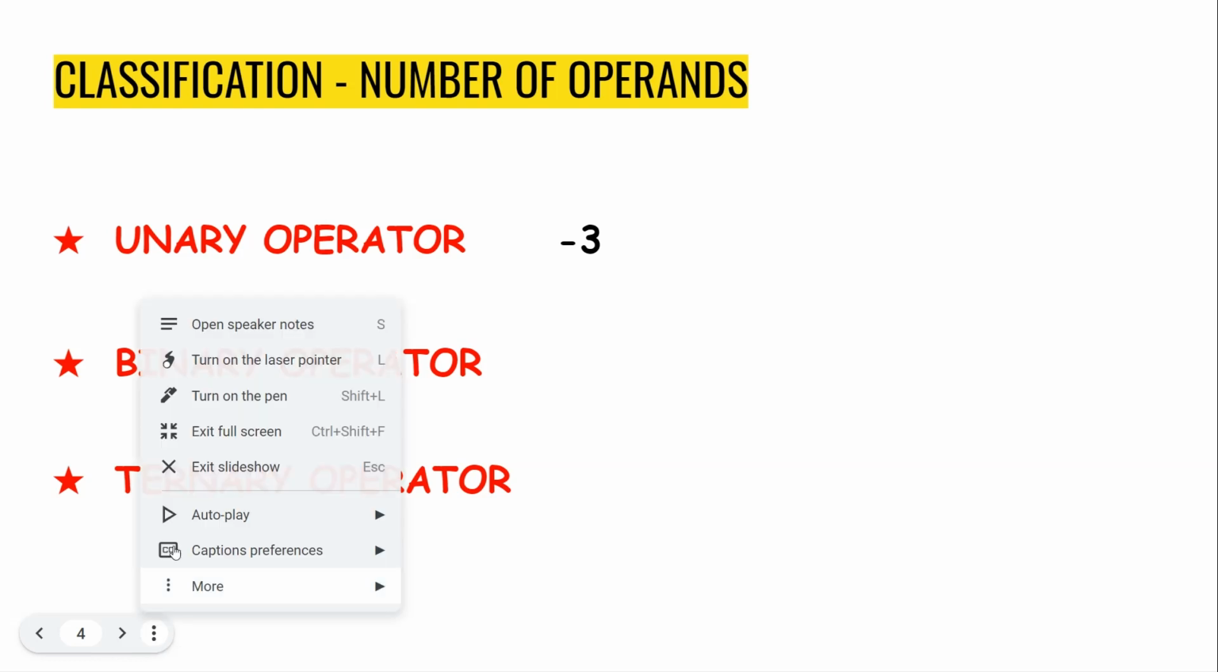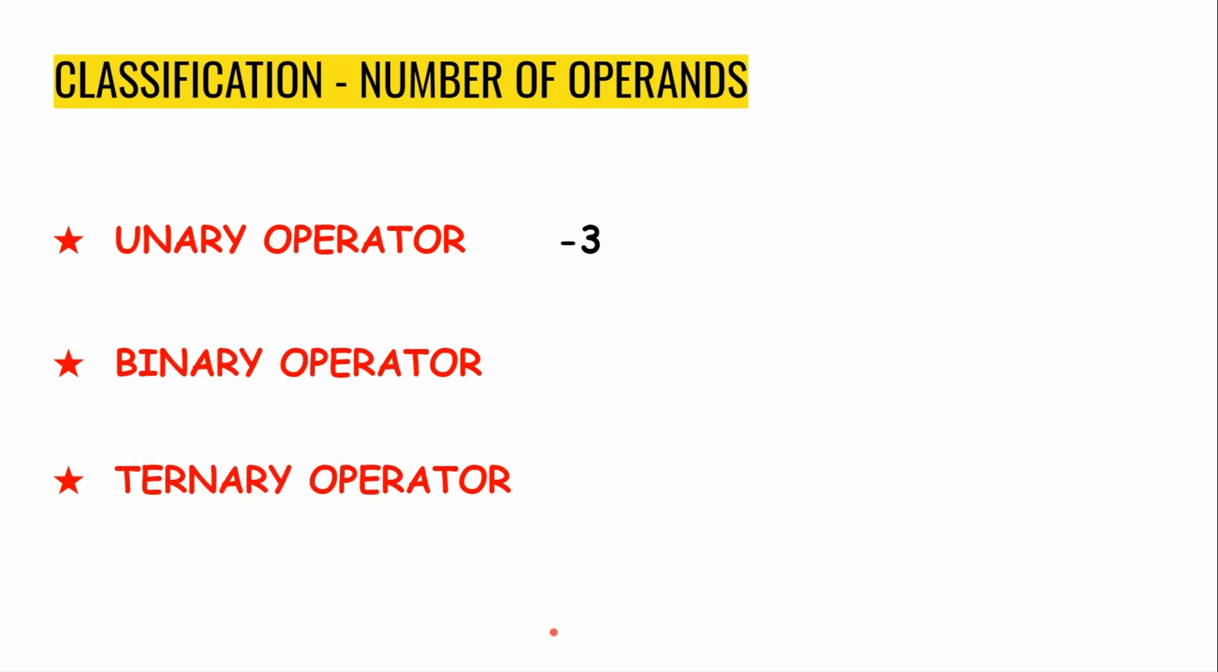Then we have the binary operator. A binary operator operates on two operands. So in this example, we have 2 plus 3. Plus is a binary operator which operates on two operands, 2 and 3.